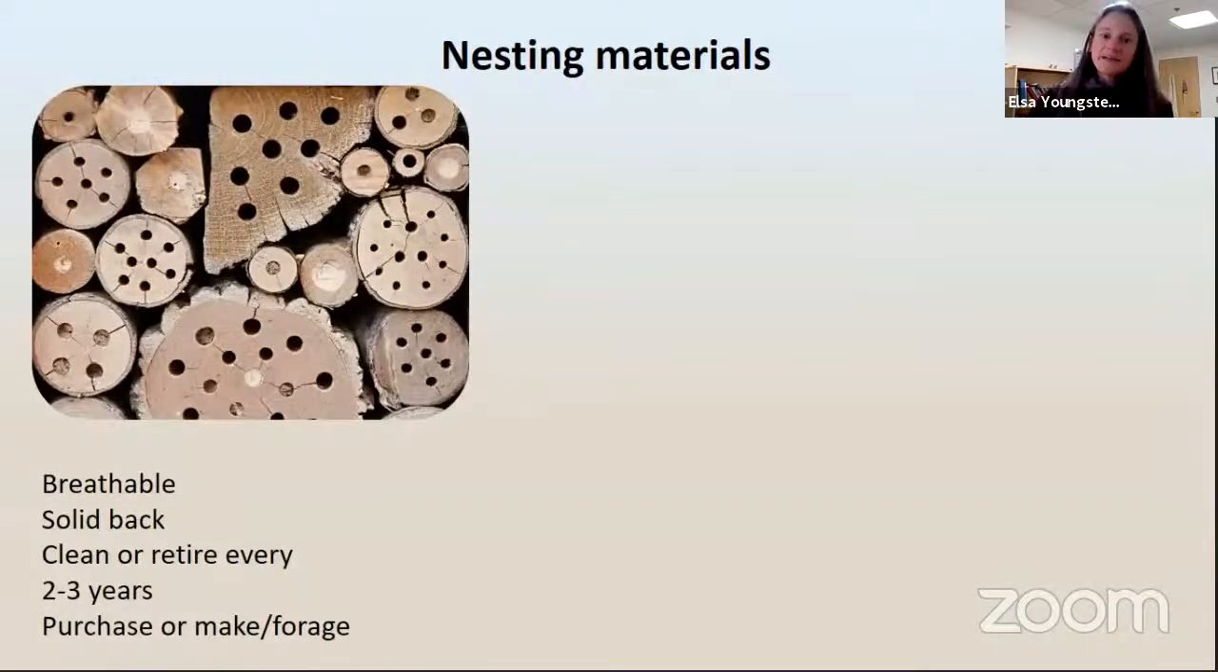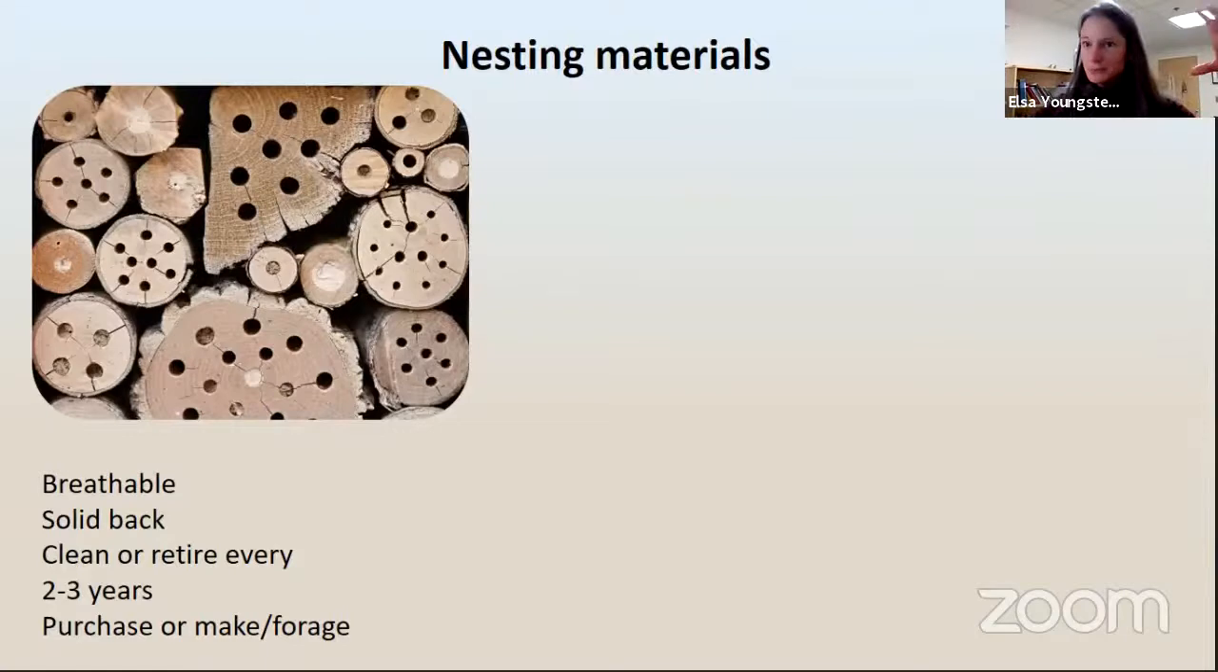So the first thing to think about is the nesting materials that you're going to put inside. Today you're going to build a lovely shelter, but you need to put nest tunnels inside of it. The key characteristics for nesting tunnels are that they be breathable, and that they have an open front but a solid back. You don't want a tunnel that just runs all the way through with no back wall. You're going to want to clean or retire them every 2 or 3 years, and we'll talk more about how that works. And you can purchase nesting materials from commercial suppliers, or you can make them yourself, or you can go forage for them in your garden. So there are a few options.